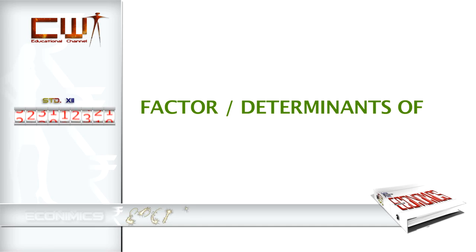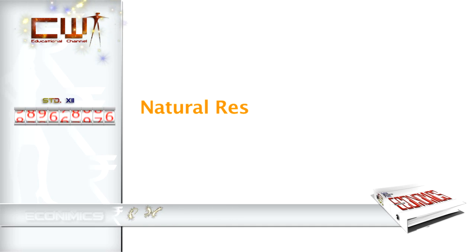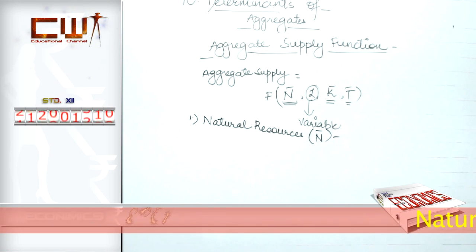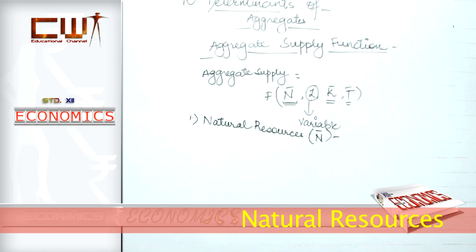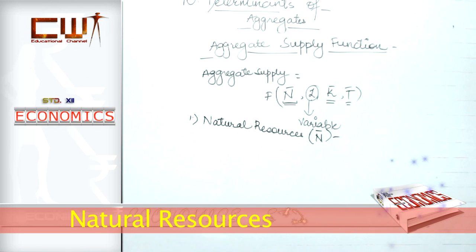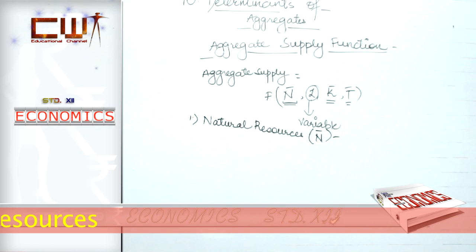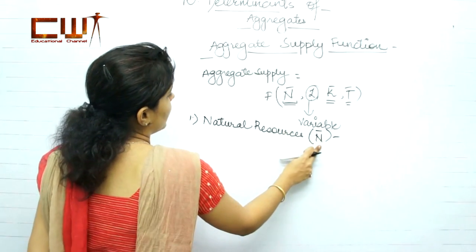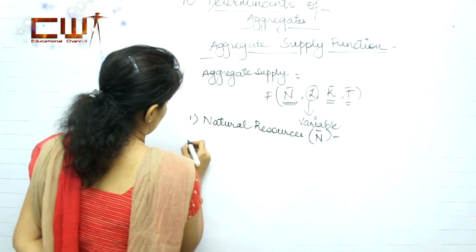Let's study the determinants of the aggregate supply. First you have the natural resources, N bar. Natural resources refer to all kinds of resources which are freely available in nature and used in the process of production. They include land. We have all studied natural resources, something above the land, below the land, right? So they are all included in the natural resources, depending on the availability and utilization. It is difficult to change the size of the natural resources, that is why they remain constant. In the short run you cannot increase or decrease them, so they have to remain constant.